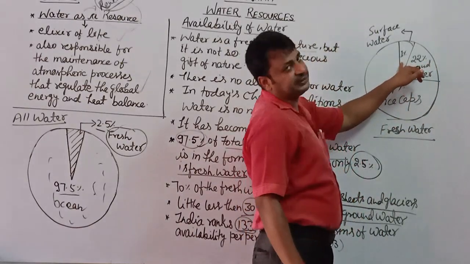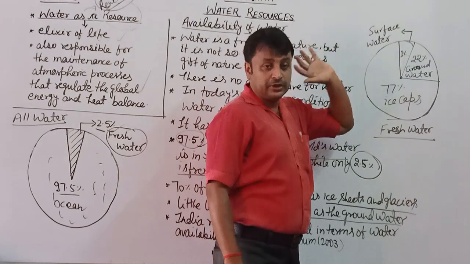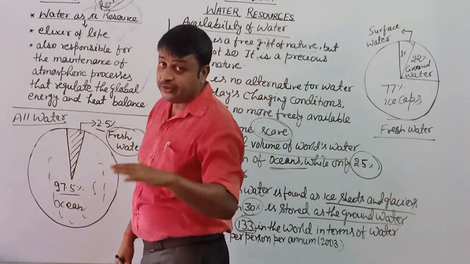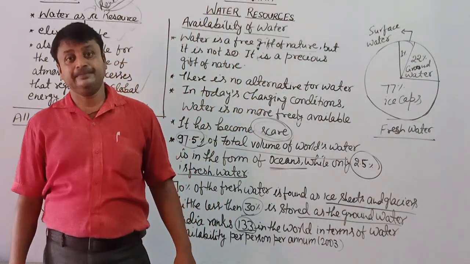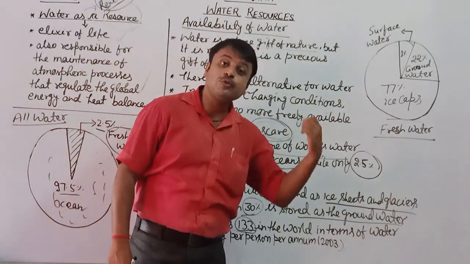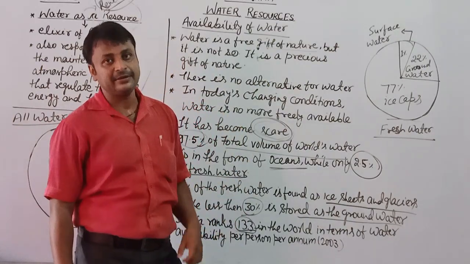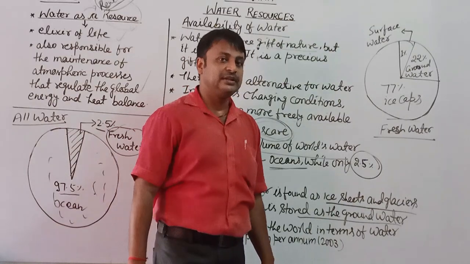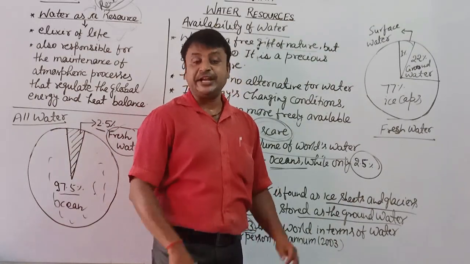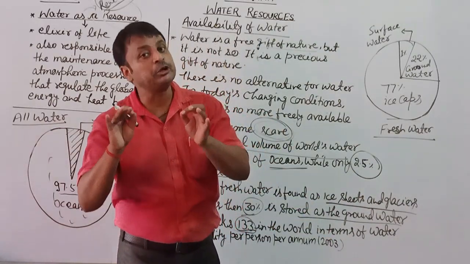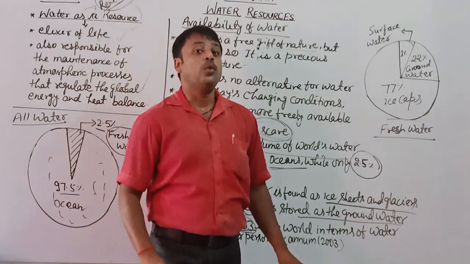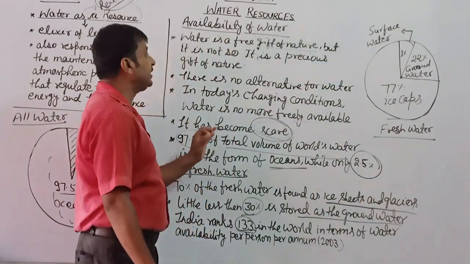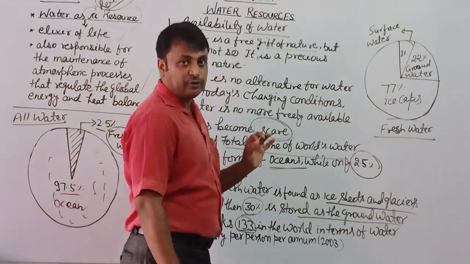and 1% is the surface water. So what you come to know? We come to know that water is available on the earth, but the water that we need, I'm talking about the fresh water, is not available as we require. Why? Because as I have said, कि यहाँ पर पानी की उपलब्धि के दो aspects हैं.